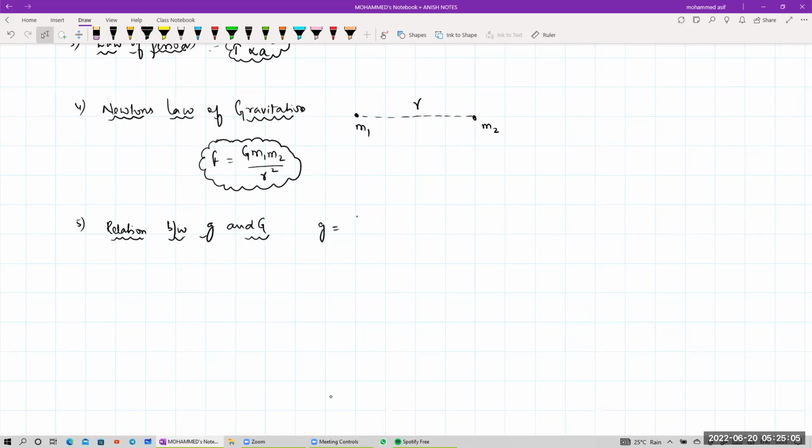Small g is equal to capital G times capital M divided by R square. M is the mass of your planet and R is the radius of your planet. If it is on Earth, you take the mass of Earth and radius of Earth. If it is on any other planet, you take the mass of that planet divided by R square. Mass can also be written in terms of density. Mass is equal to volume into density. Volume will be equal to 4 by 3 pi R cube, into rho, because we assume all planetary shapes to be spherical unless and until specifically mentioned.